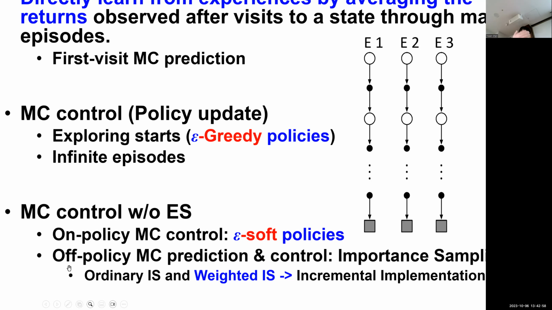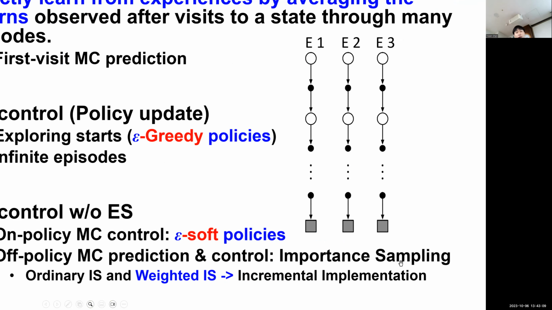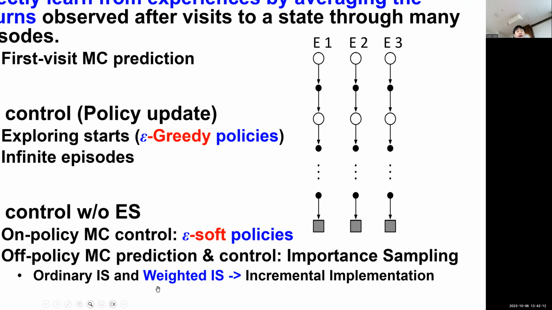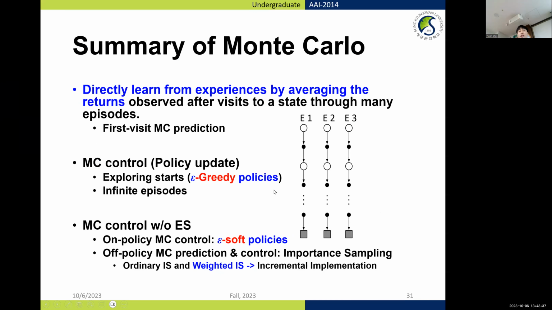Then another approach of doing this is we use the off-policy MC prediction and the control together. So that's why we rely on importance sampling. With importance sampling, we designed the ordinary IS and the weighted IS. With this weighted IS, we also derived the incremental implementation. In this way, we can design the algorithm, gradually update the prediction and improve the control. So this is the summary of the Monte Carlo methods.